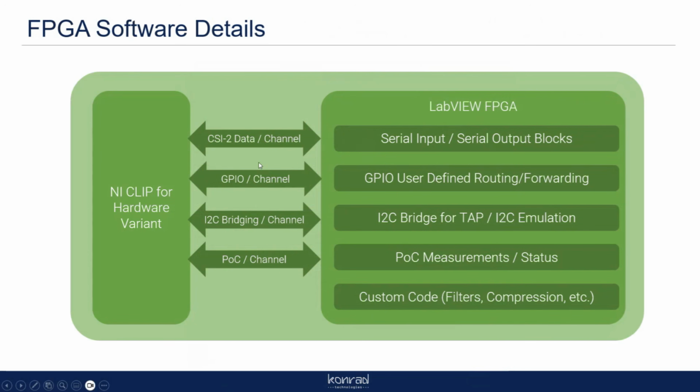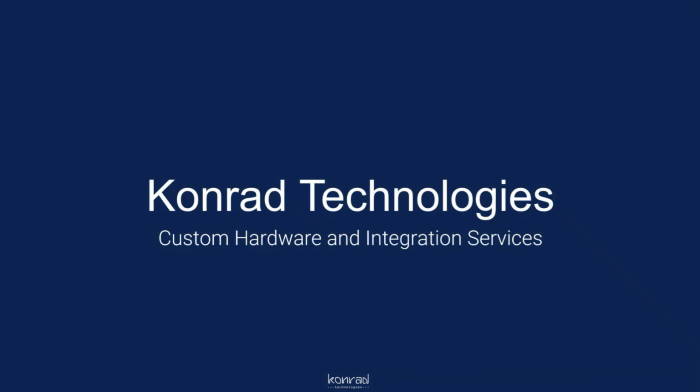The CLIP hardware allows us to see the CSI2 data and channels, the GPIO, the I2C, and power over coax. So this is all kind of given to you, and this is all custom code that you can put on there. These are examples, and like I said, it's your standard thing for FPGA. It's one of these cards that doesn't have a nice driver, I'll call it, but it's something you can do.